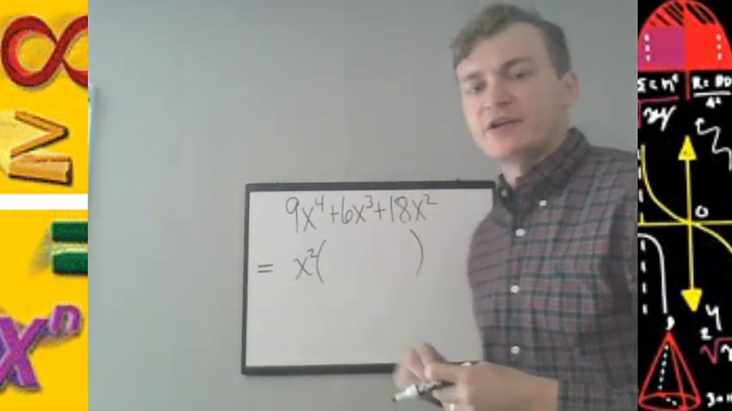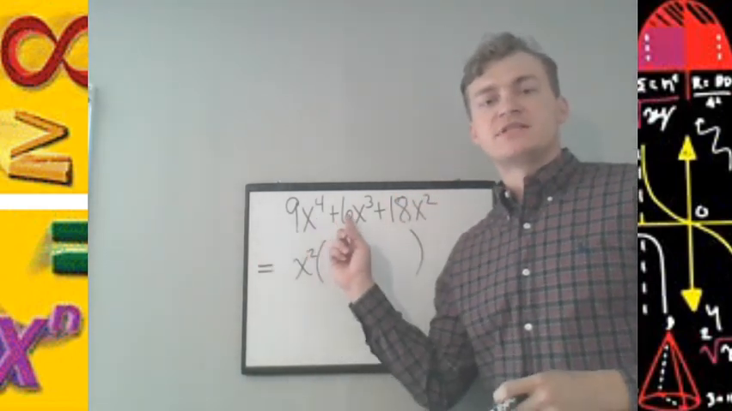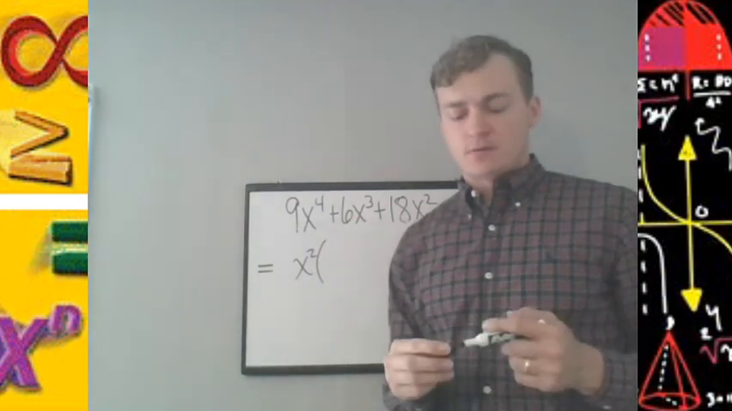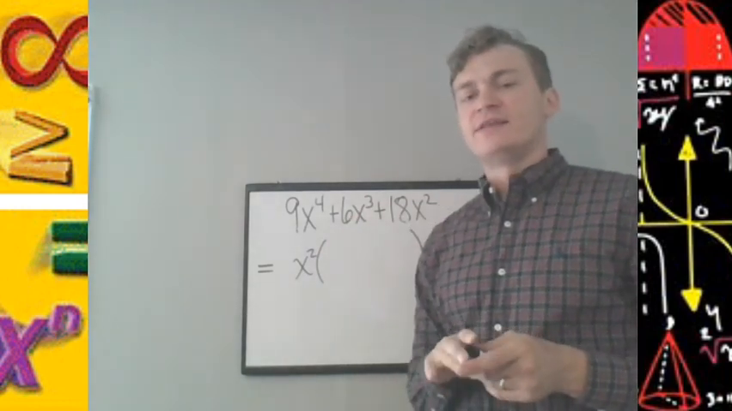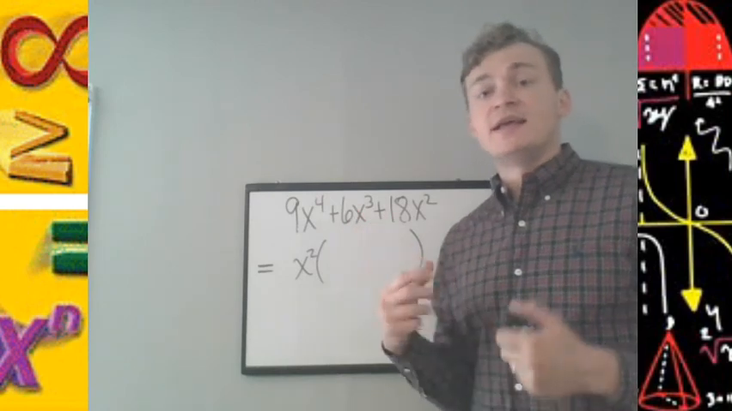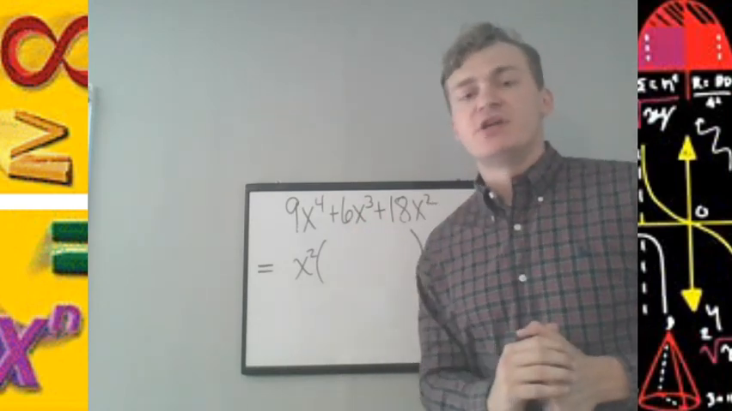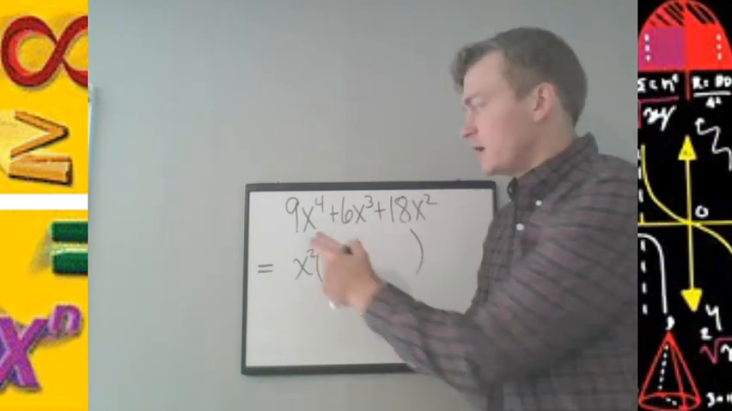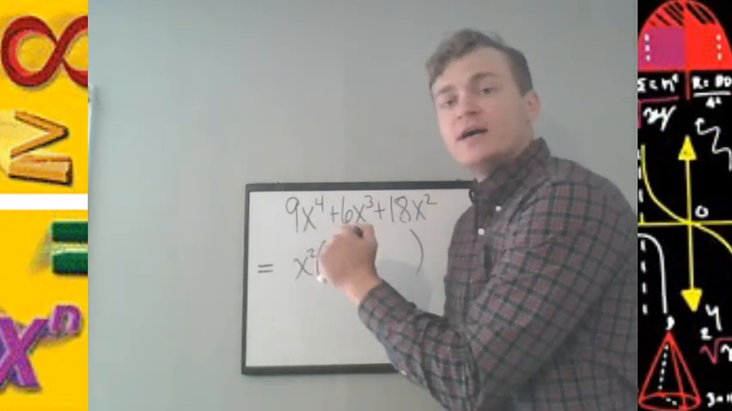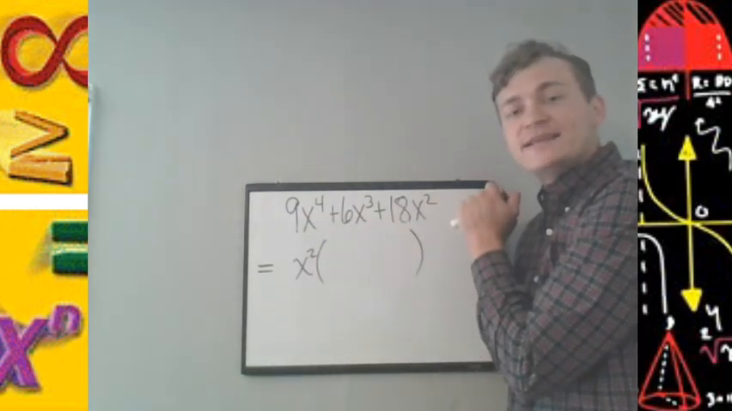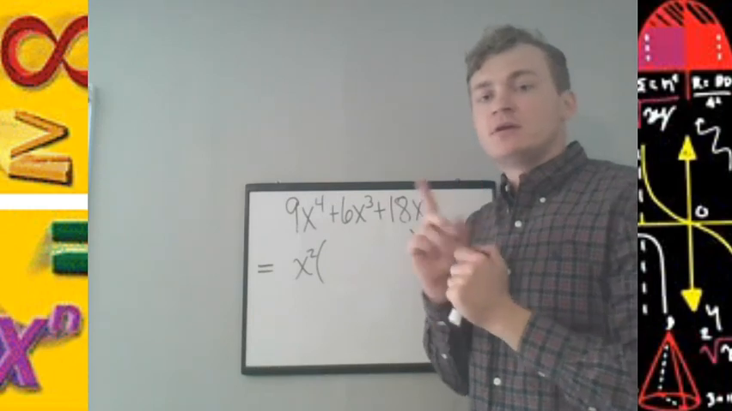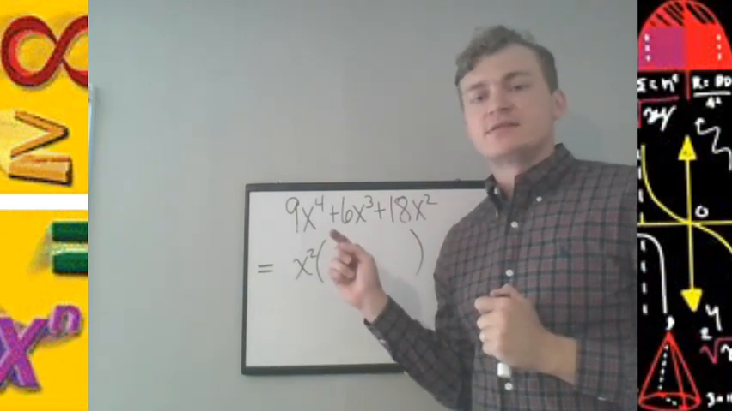But what else can we factor out? What about the numbers 9, 6, and 18? Is there a number that can divide into 9, 6, and 18? And is it the largest such number? Because what about 9? 9 will divide into 9 one time. 9 will divide into 18 twice. 9 cannot divide into 6.